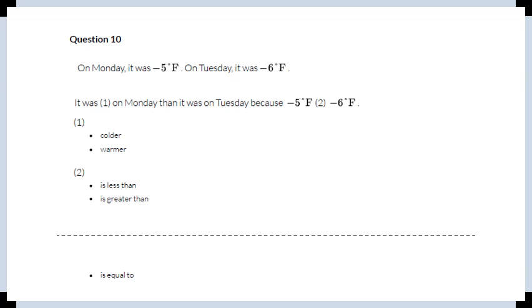Okay, number 10. On Monday, it was negative 5 degrees Fahrenheit. On Tuesday, it was negative 6 degrees Fahrenheit. Was it colder or warmer on Monday than Tuesday? So let's see. Negative 5 is greater than negative 6. So it was warmer, okay, because negative 5 is greater than negative 6.